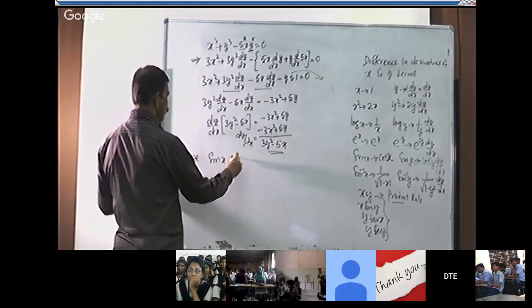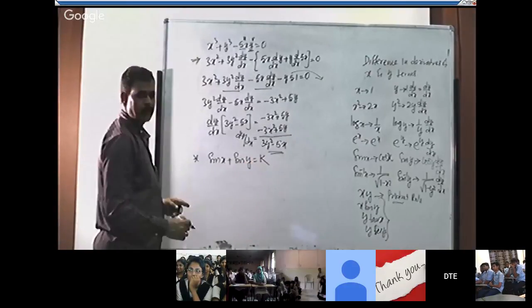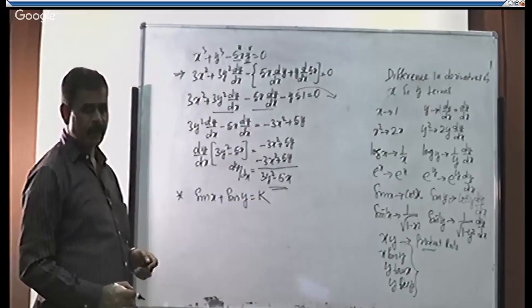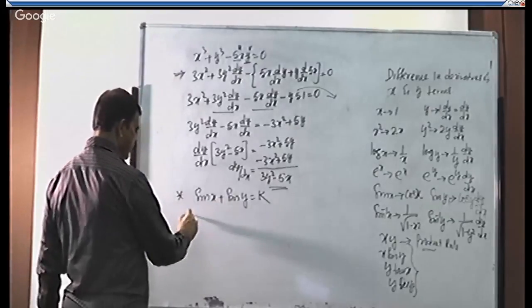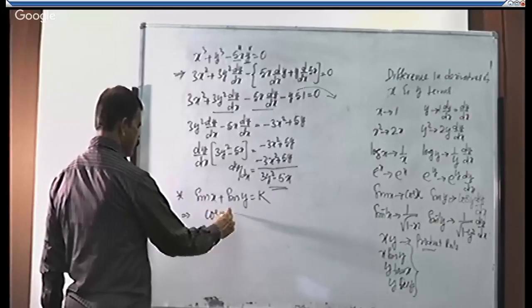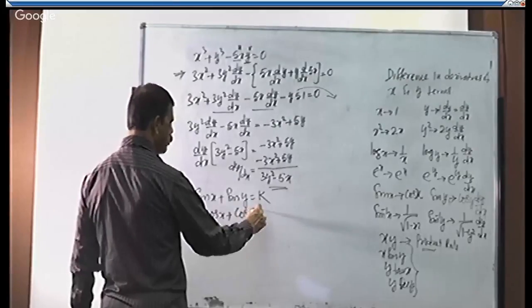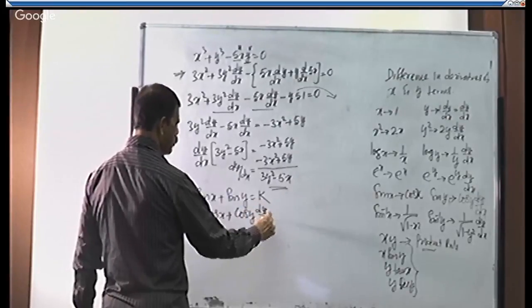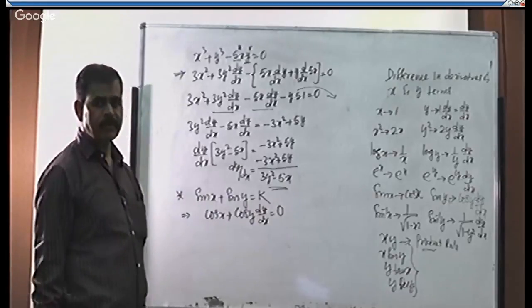Sin x plus sin y is equal to k. Next problem is sin x plus sin y is equal to k. Differentiate on both sides. What will you get? Differentiation of sin x is cos x plus differentiation of sin y is what? Cos y into dy by dx is equal to k. K is a constant whose derivative is 0.